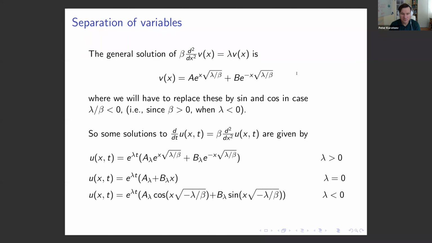So some solutions to d over dt u of x,t equals beta d2 over dx squared u of x,t, the heat equation, are given as follows. It's the exponential in time, e to the lambda t, multiplied by another exponential solution in x if lambda is bigger than 0. Now, if lambda is equal to 0, then we just have a linear dependence in x multiplied by the exponential dependence in time. And for negative lambda, we have oscillating behavior. So we have e to the lambda t multiplied by combinations of sines and cosines.